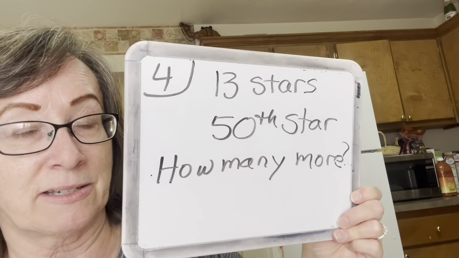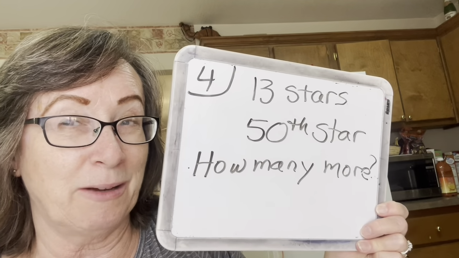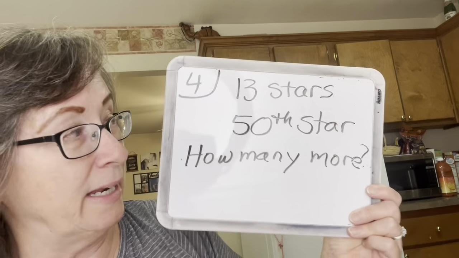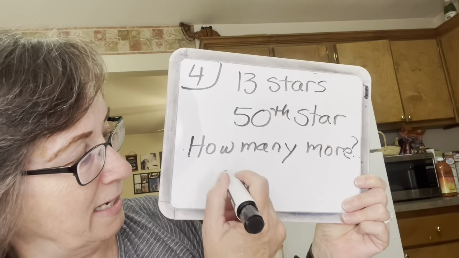Okay, so number 4 says, when Betsy Ross made the American flag, it had 13 stars. On July 4th, 1960, the 50th star was added to the flag for Hawaii. How many more stars were on the flag by July 4th, 1960 than were on the Betsy Ross flag? Well, if the Betsy Ross flag had 13 stars, and when Hawaii was added, it was the 50th star, to find out how many more stars were added, don't we just take 50 minus 13?